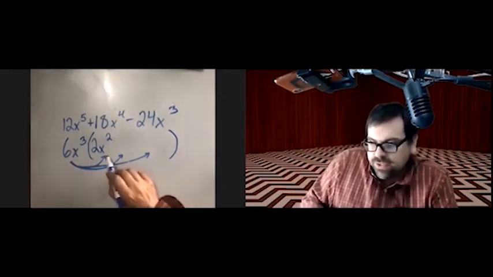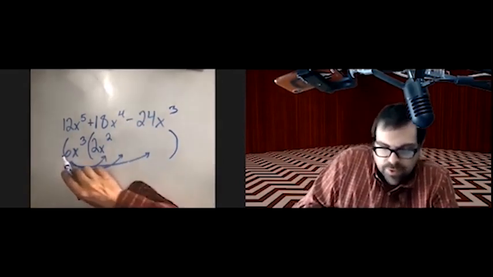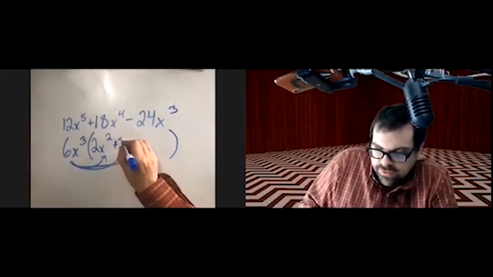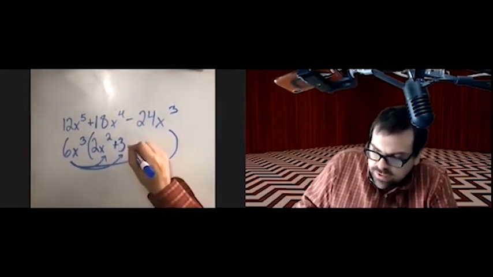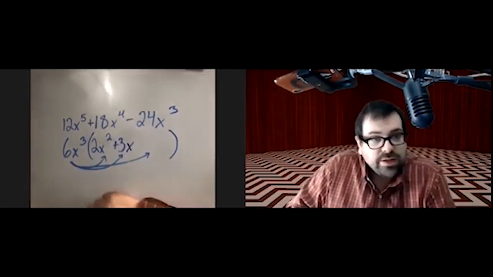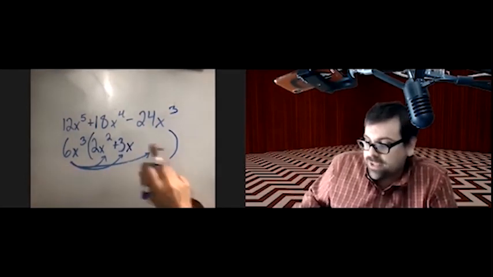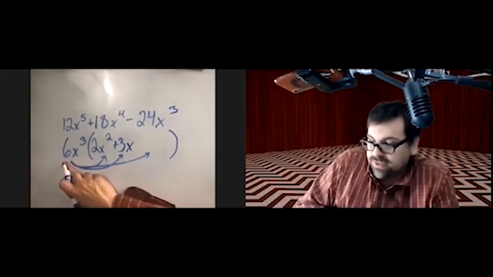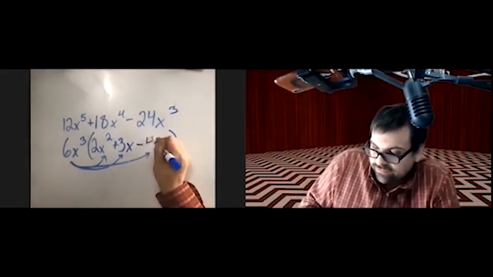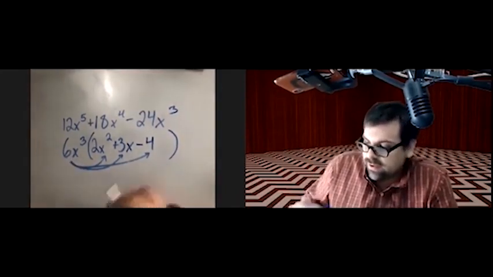Next, 6x cubed times what is 18x to the 4th? Well, positive 6 times positive 3 gives us the positive 18. X cubed times x would give us x to the 4th. 6x cubed times what is negative 24x cubed? Well, positive 6 times negative 4 gives us the 24, and we already have all of our x cubed.